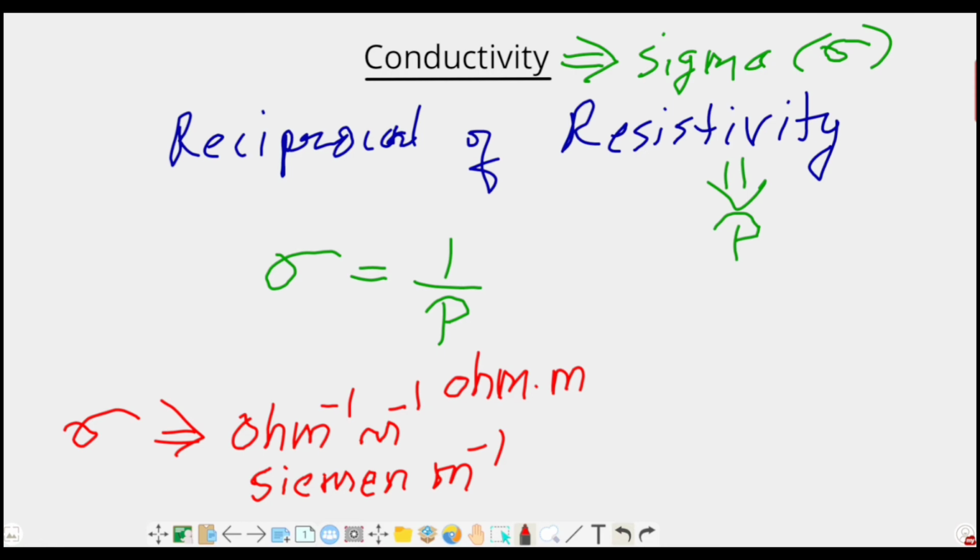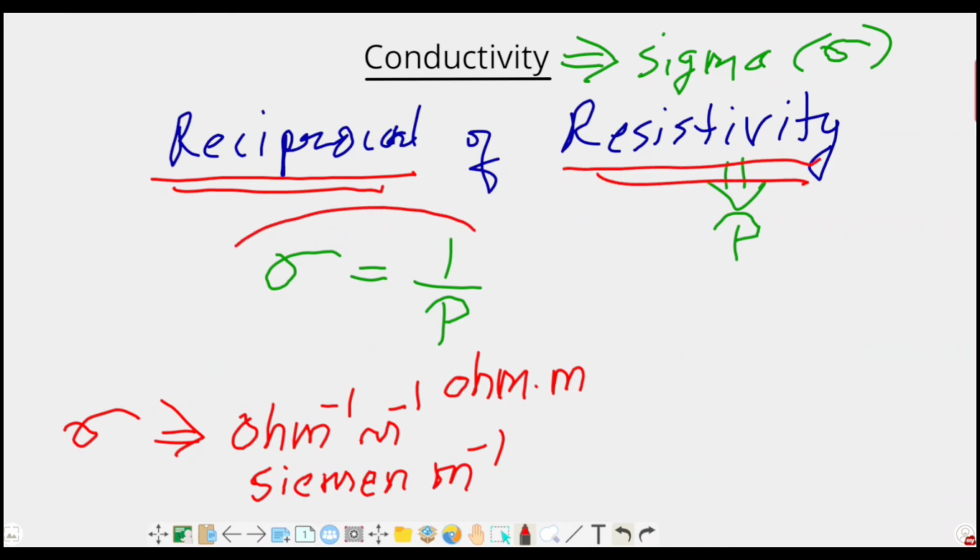So what is conductivity? Conductivity is the reciprocal of resistivity. Sigma equals 1 upon rho. The SI unit is per ohm per meter or Siemens per meter.